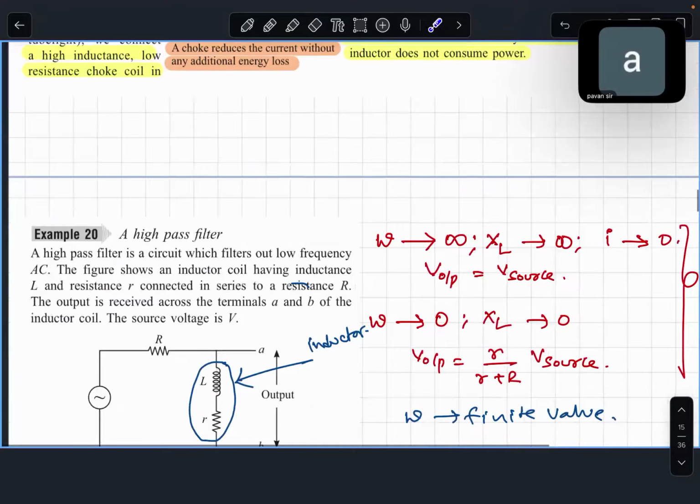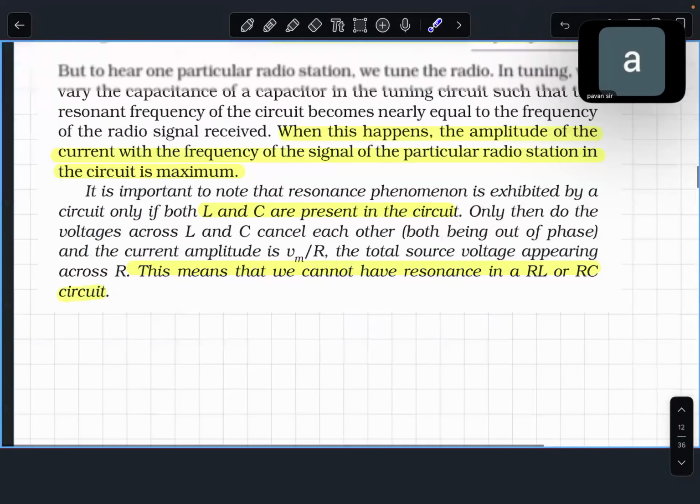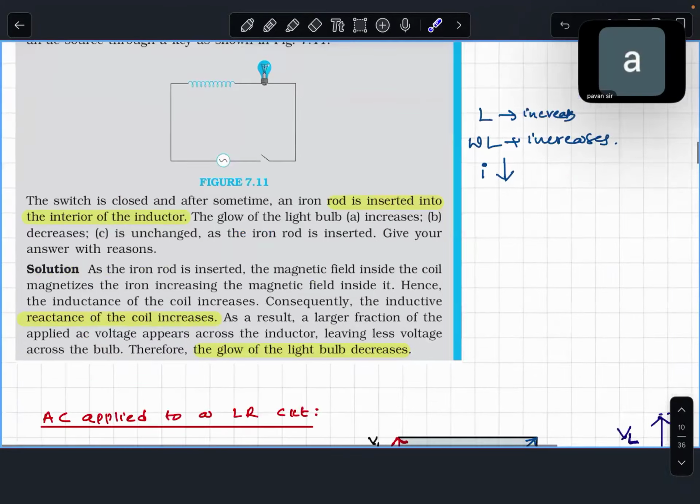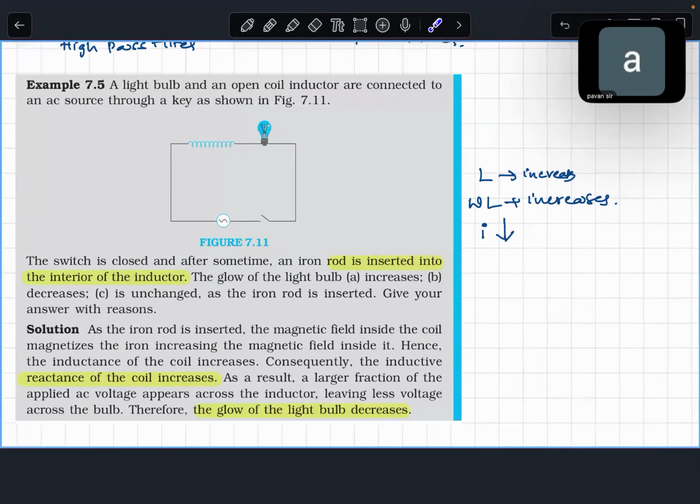To answer these, I have prepared two questions earlier, which I would like to answer right now. Please go through this question. This is also from NCERT. A light bulb and an open coil inductor are connected to an AC source through a key as shown in the figure. You can see figure 7.11, NCERT diagram. The switch is closed and after some time an iron rod is inserted into the interior of the inductor. The glow of the light bulb, what happens?